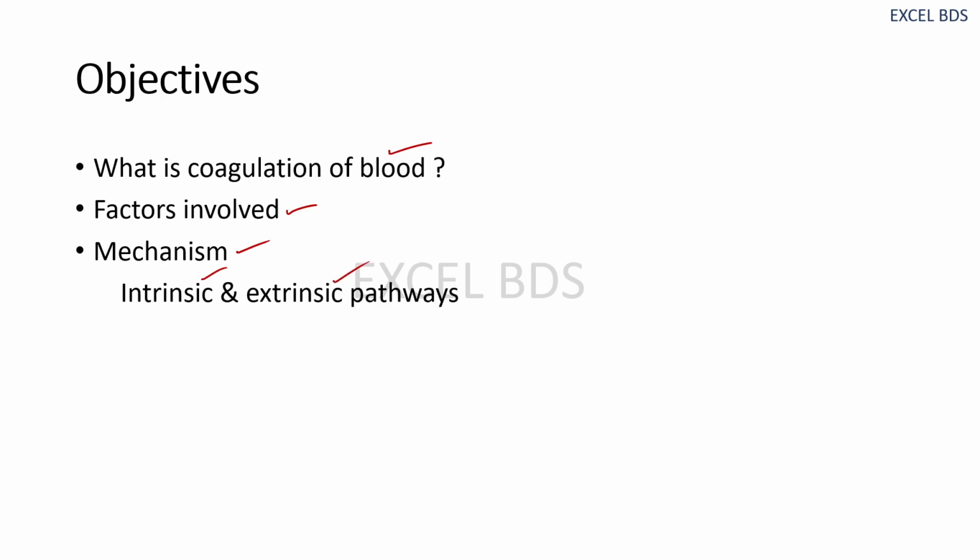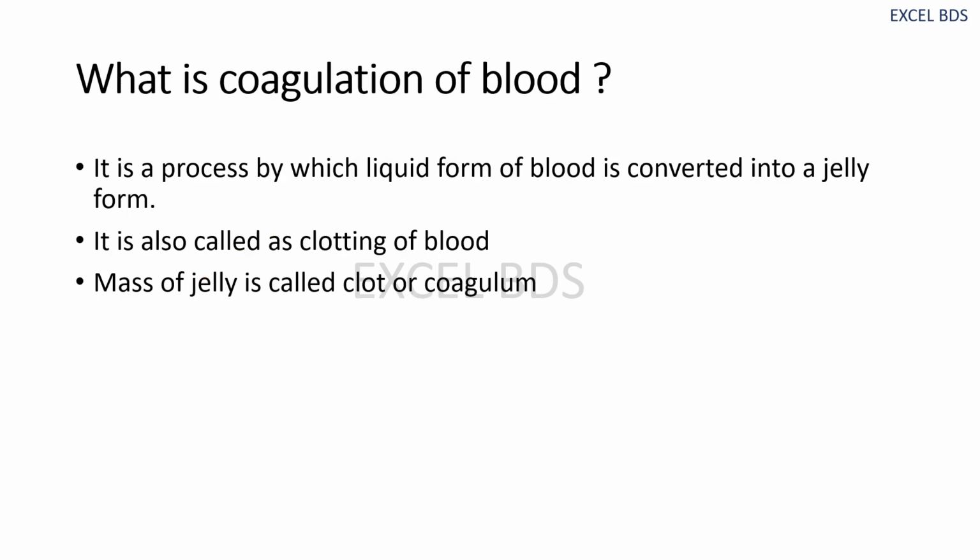Let's start with the first question, which is what is the meaning of coagulation of blood? Coagulation of blood is a process by which the liquid form of blood is converted into a jelly form. It is also called clotting of the blood. There is no difference if I say either clotting or coagulation. The mass of jelly which is formed is called either a clot or a coagulum. I hope you understood this.